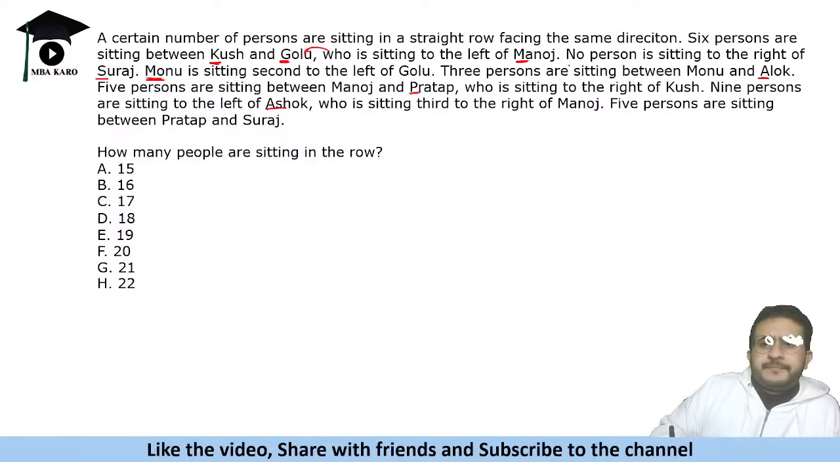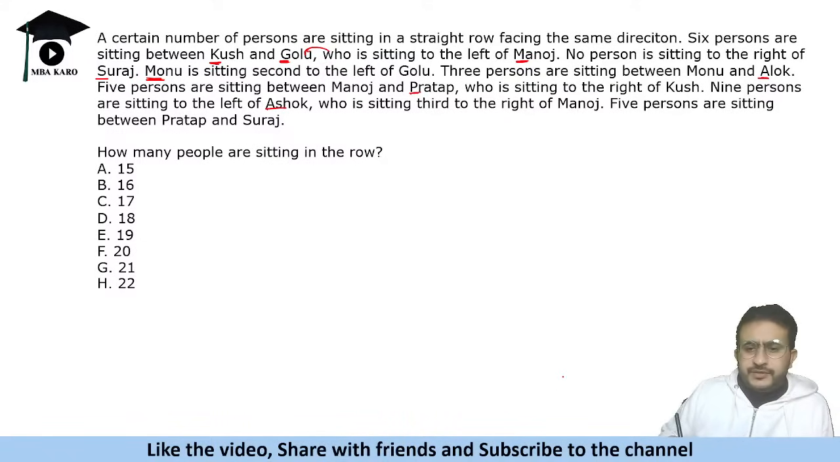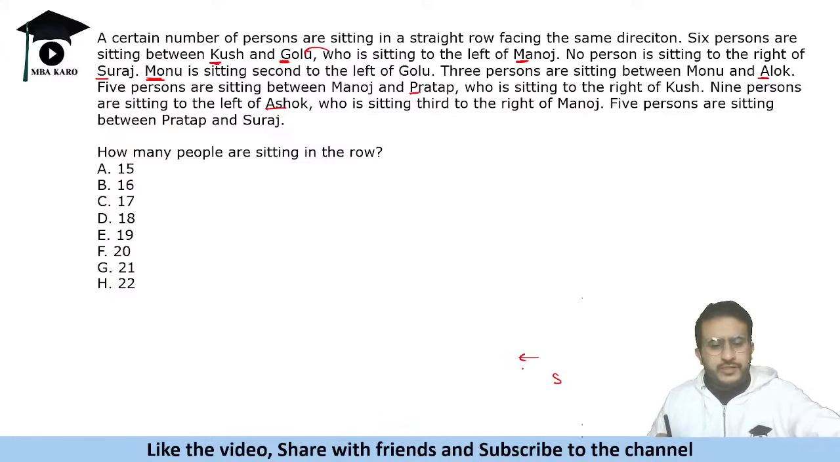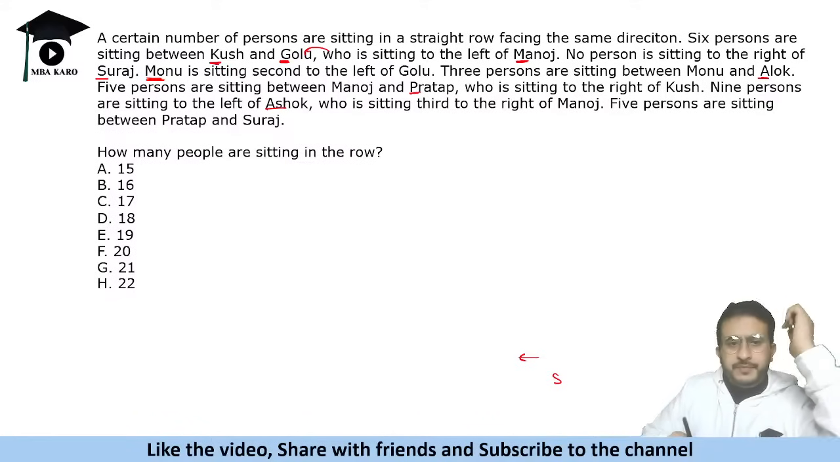It says that no person is sitting to the right of Suraj. So that means Suraj is at the extreme right. So let's say this is Suraj. There is no person whose name starts with S, so all people will be to the left of Suraj. Now, how many people? Let's find out.